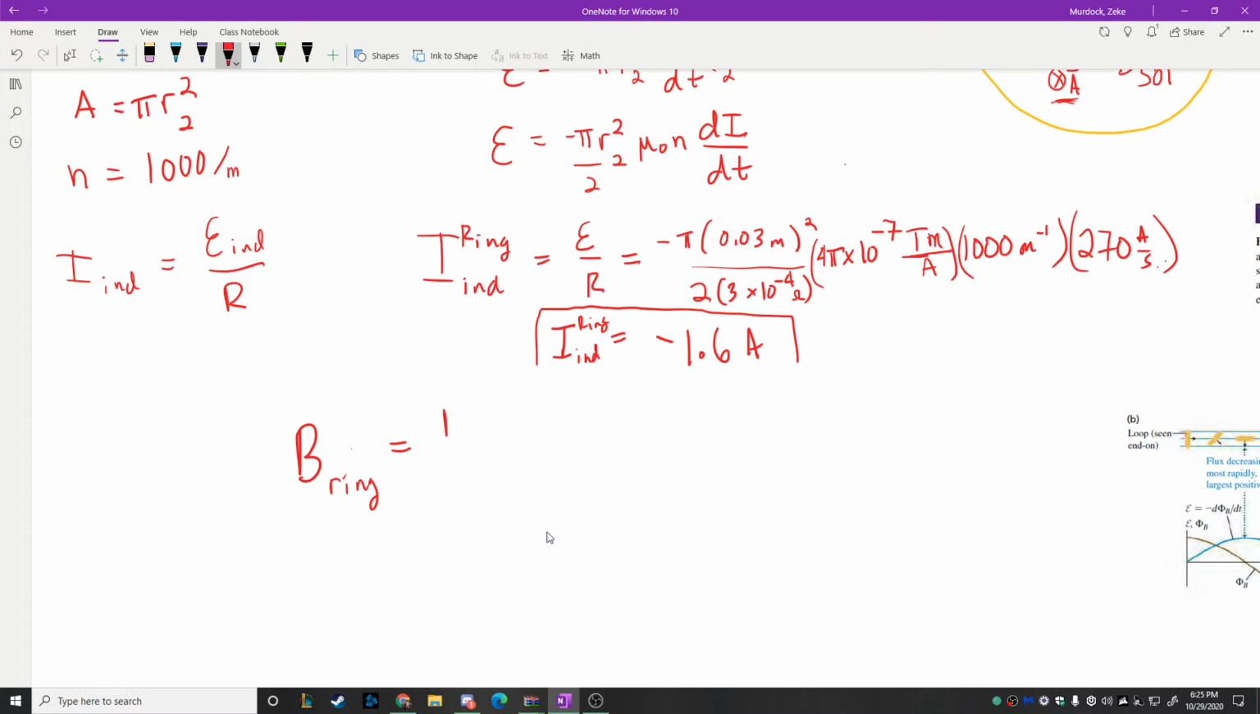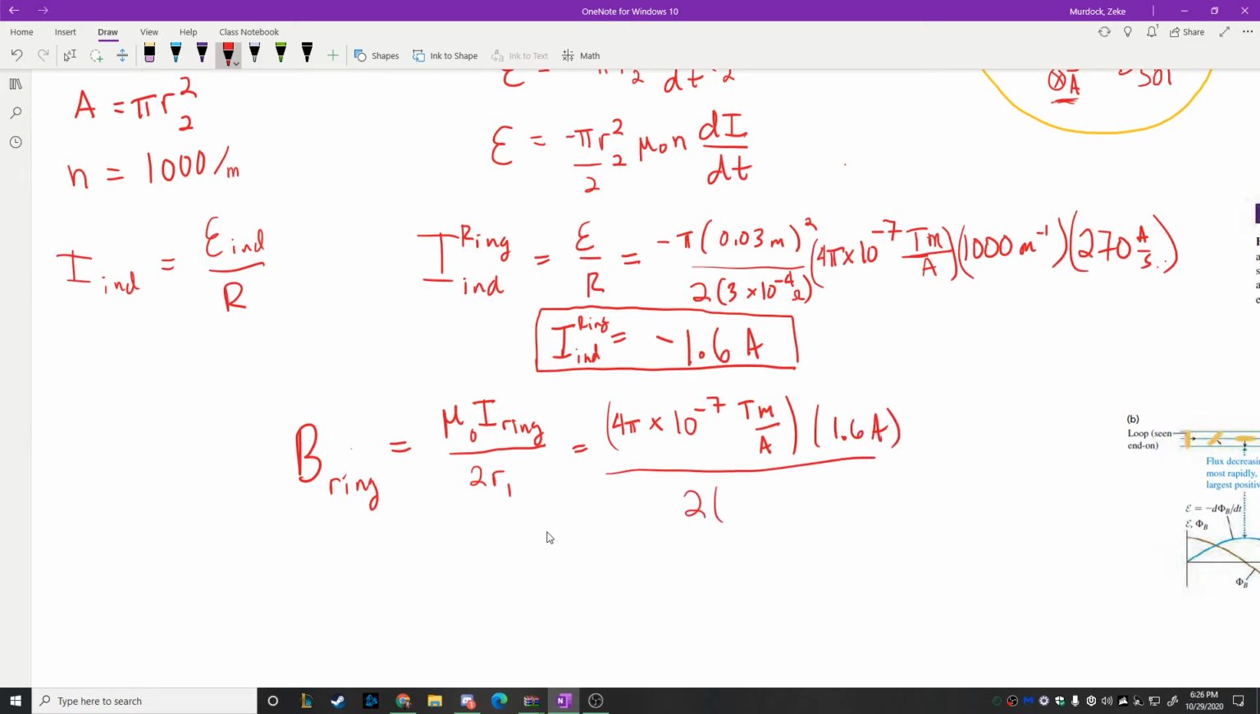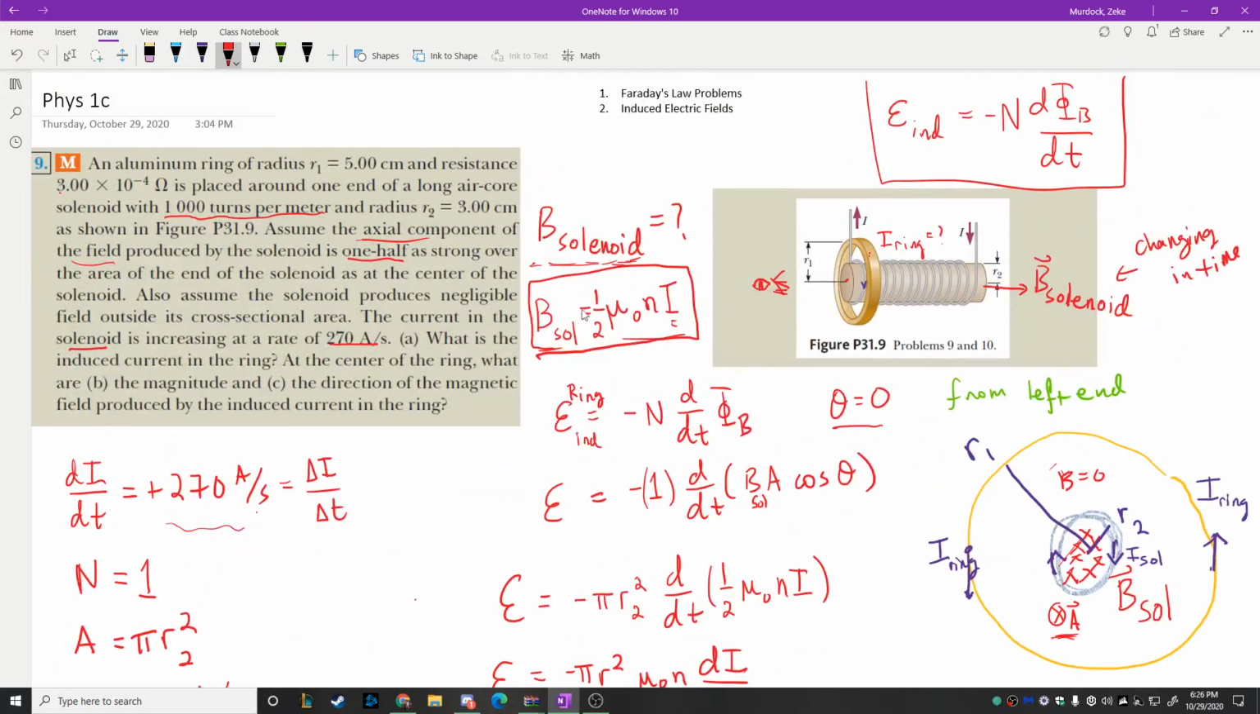we can use our equation that the magnetic field at the center is equal to mu naught times the current in the ring divided by 2 times the radius of the ring, and the radius of the ring is R1. So that's pretty easy to do. So it's 4 pi multiplied by the current, whatever that gives us. It's going to be a very, very small magnetic field. Oh yeah, R1 is 5 centimeters.